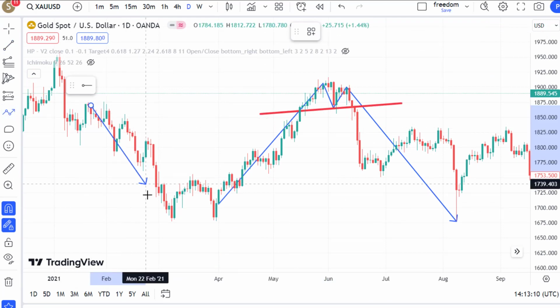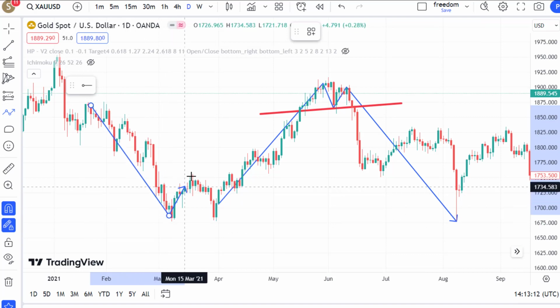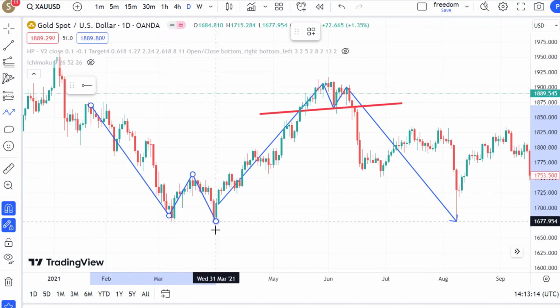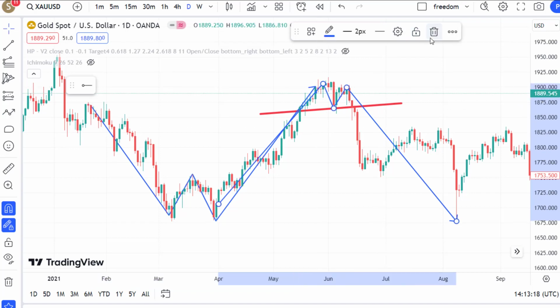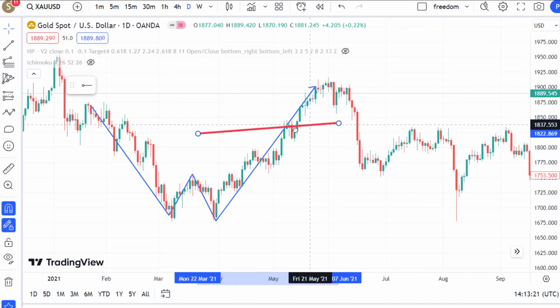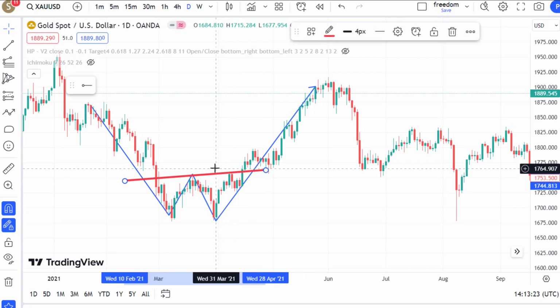Double bottom pattern. The double bottom pattern forms after a downtrend and consists of two troughs, low points, that are roughly at the same level, separated by a peak, high point, between them. The troughs create a support level that the price fails to break below on the second attempt.